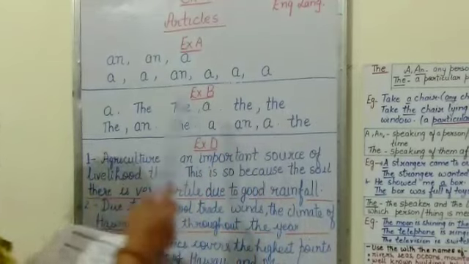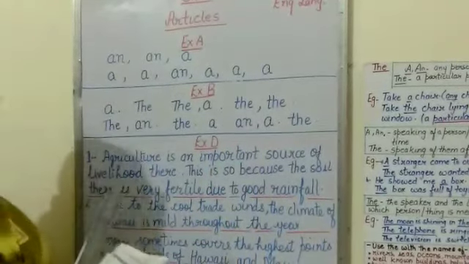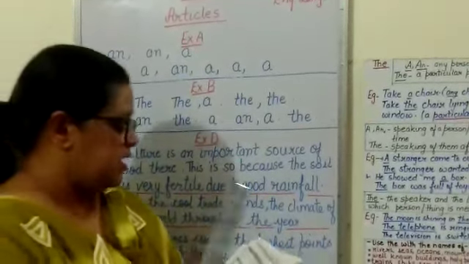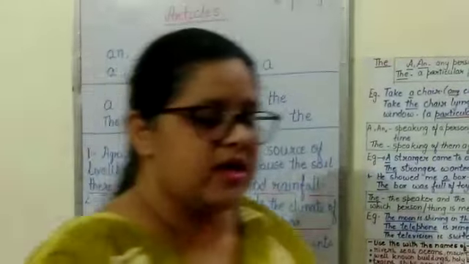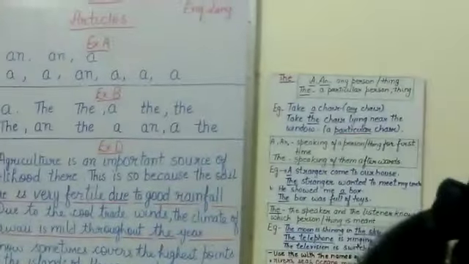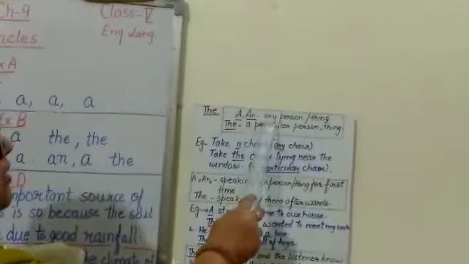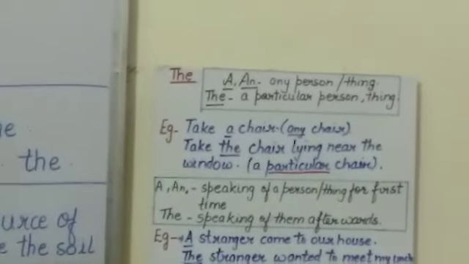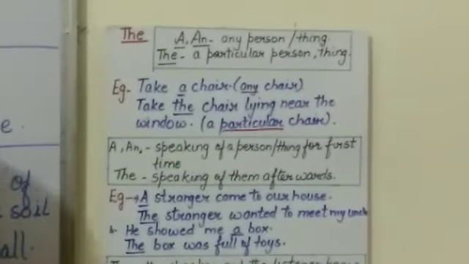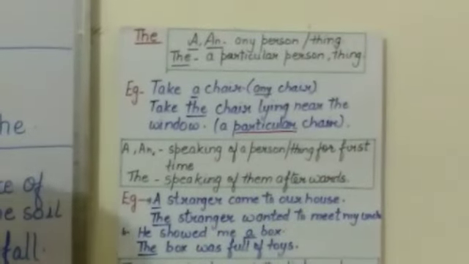So clear, children? These are the words which you have to fill in that exercise A. Okay. Now let's move to the third article, that is the. A and an can be used for any person or thing, but the is used for a particular person or thing.